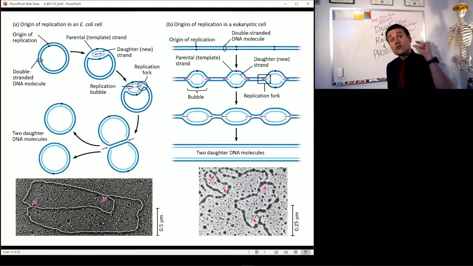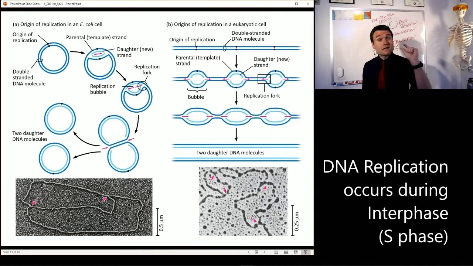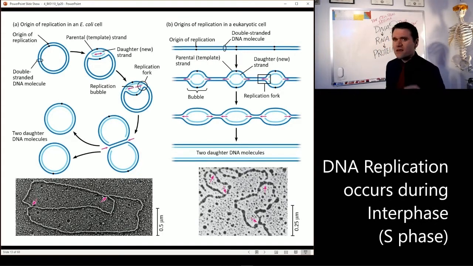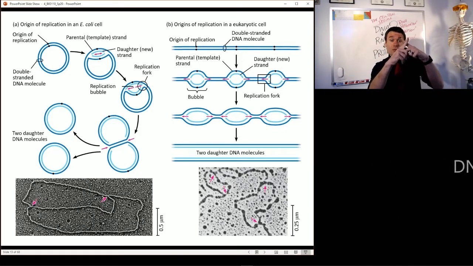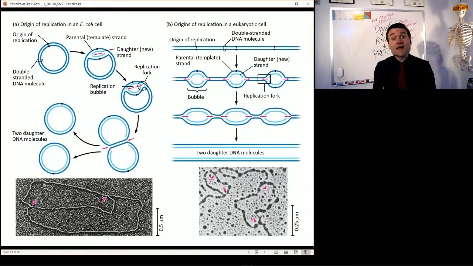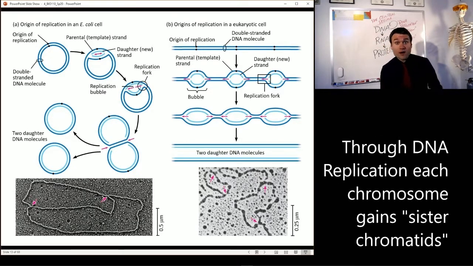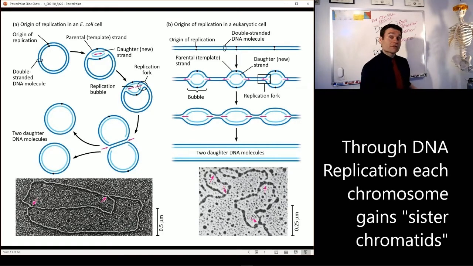There's a phase called S phase, and the S stands for synthesis. What are we synthesizing? DNA. We are synthesizing the DNA. That's when we go from having one chromatid per chromosome to two chromatids per chromosome, right? Each chromatid gets a partner. Every chromosome has two legs on it at the end of S phase. DNA replication is the process that gives us those sister chromatids. So that's when this is happening.